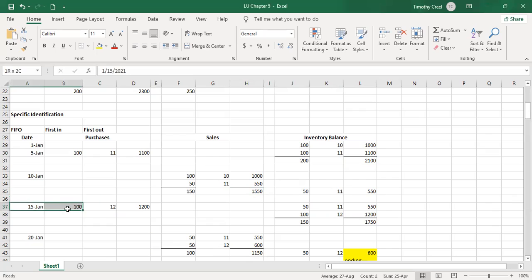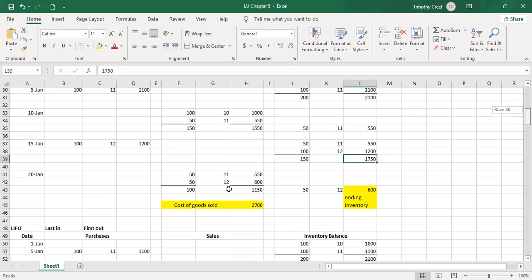So let's go on. On January 15th, we make our next purchase. We purchase 100 items, $12 each for a total of $1,200. So now we've got the initial 50, plus we've got 100. So we've got 150 units with the total valuation of $1,750. So this would basically be where we're at right now. So we have 150 units in inventory, total valuation of $1,750.